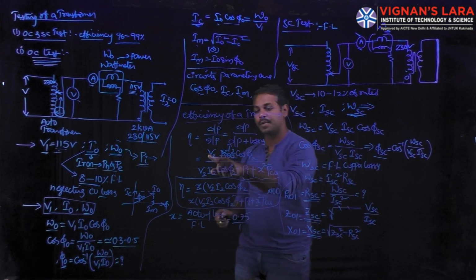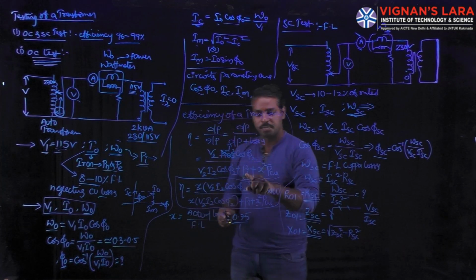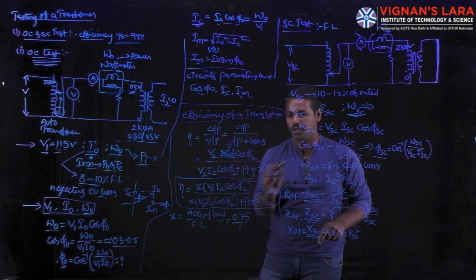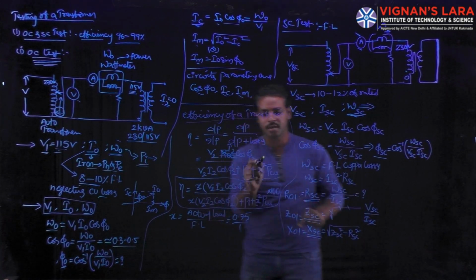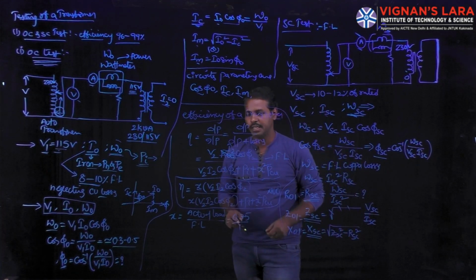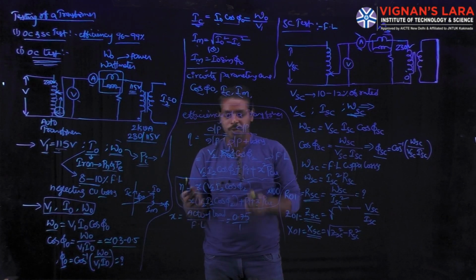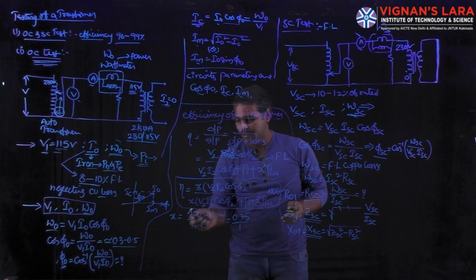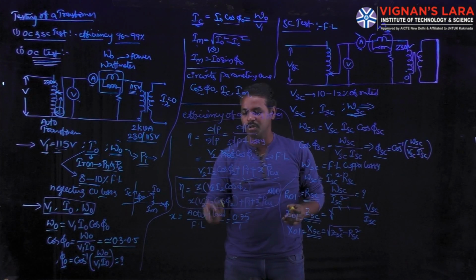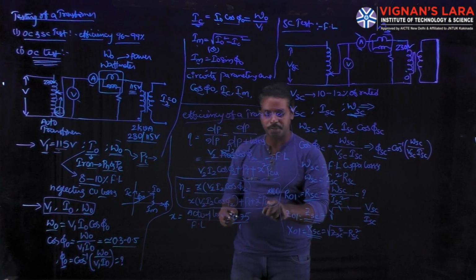But in the case of V2 I2 cos phi 2 by V2 I2 cos phi 2 plus Pi plus x squared PCU with x equal to 1, that means PCU, this expression is valid only for the full load condition. For example, when the transformer operates on full load, x is equal to 1 by 1, so we can easily substitute x equal to 1: V2 I2 cos phi 2 by V2 I2 cos phi 2 plus Pi plus PCU.